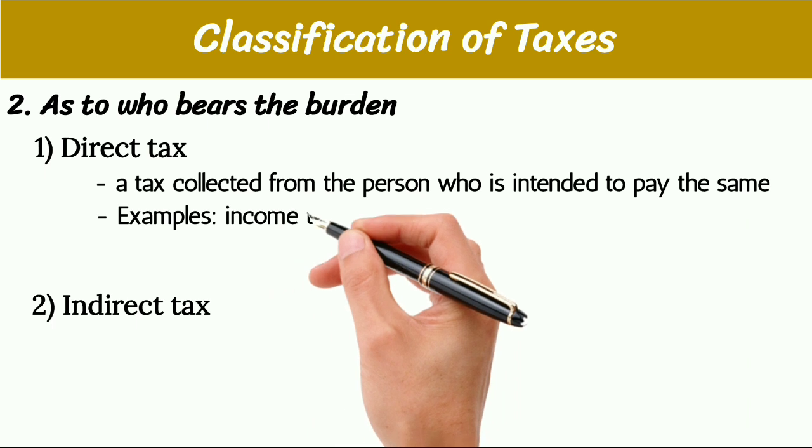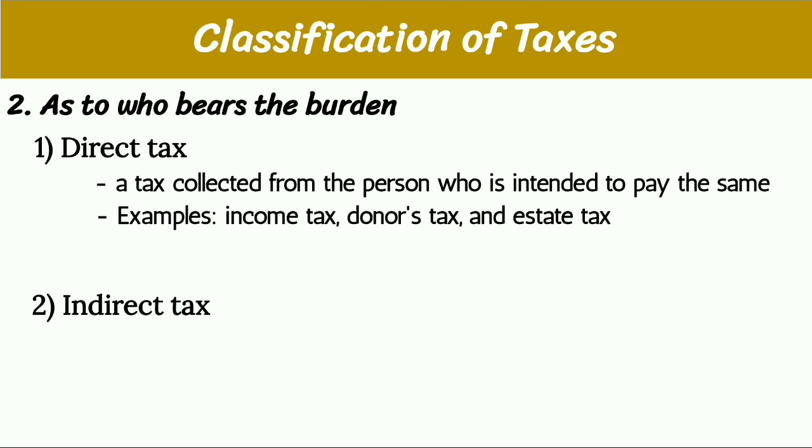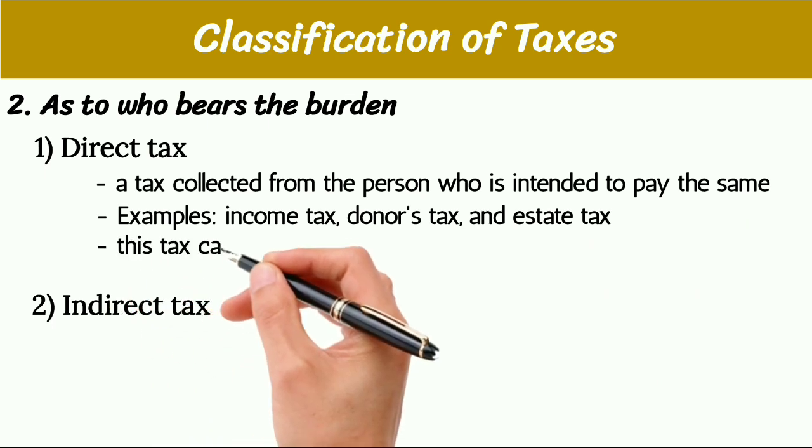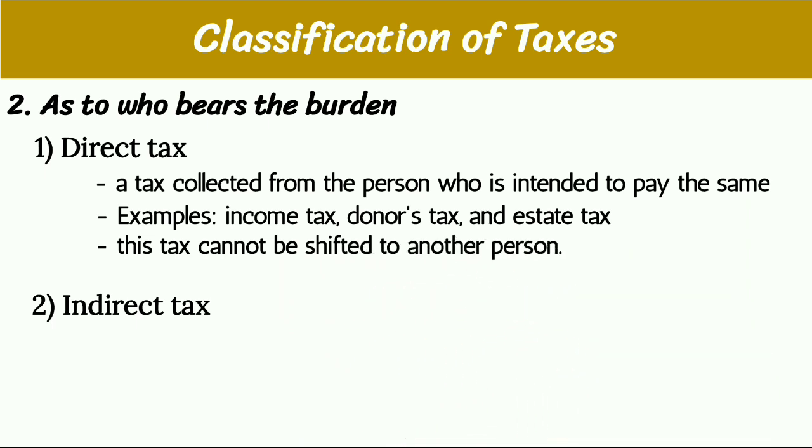Ang examples ng direct tax ay income tax, donor's tax, at estate tax. Kung sino ang kumita, siya yung magbabayad ng income tax. Kung sino ang nag-donate, siya ang magbabayad ng donor's tax. Kung sino ang nagpamana, siya ang magbabayad ng tax. This tax cannot be shifted to another person. So kung sino ang intended na magbayad ng tax, hindi niya pwedeng ipasa yung burden sa ibang tao. So ang direct tax, hindi siya pwedeng ipasa or i-shift sa ibang tao.